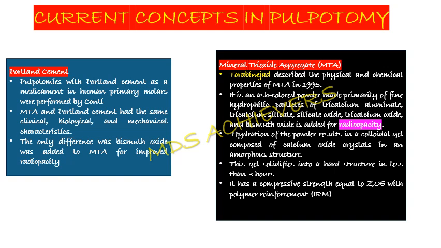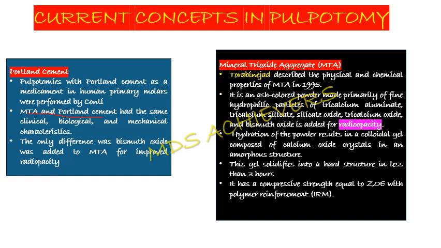MTA is one of the major important topics that can be asked, because MTA, calcium hydroxide, and Biodentine are the majorly used materials in pedo endodontics, in the pedodontics department. Portland cement is not as important, but we just have to know a little bit about it. Pulpotomies with Portland cement as the medicament in human primary molars were performed by Conti, and MTA and Portland cement have the same clinical, biological, and mechanical characteristics.